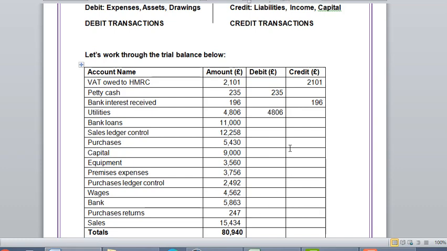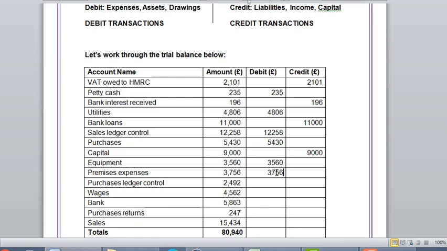Bank loans, that is a liability, so we will credit. Sales ledger control, another name, debtors, it's an asset, so we will debit. Purchases is expense, so we will debit. Capital is capital, so we will credit. Equipment is an asset, so we will debit. Premises expenses is expense, so we will debit.